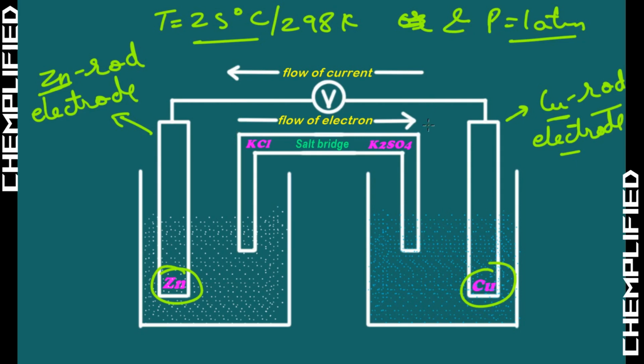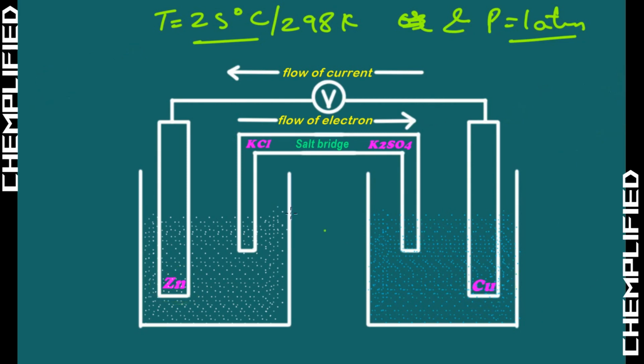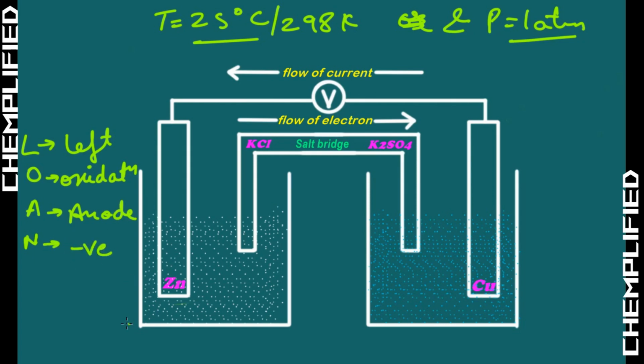Now let us go towards the formula, but before we move towards the formula, there are a few things that you should know. I hope you are familiar with this trick. LOAN. L means left, O means oxidation, A means anode, and N means negative. In a Daniell cell or in an electrochemical cell, it is a general trend that on the left hand side we put that electrode which will undergo oxidation, and we call that electrode the anode, and the charge which is provided to that electrode is negative.